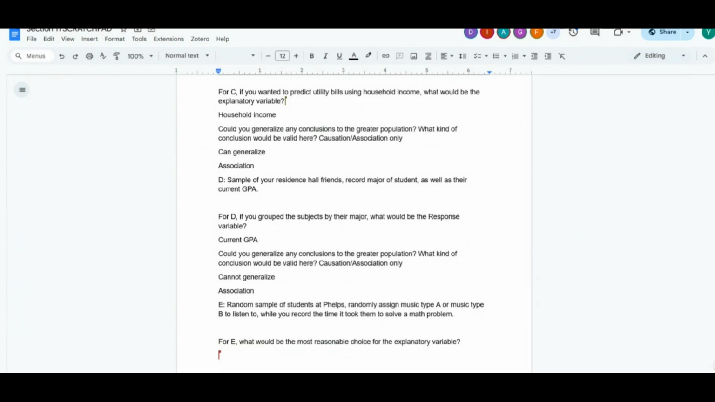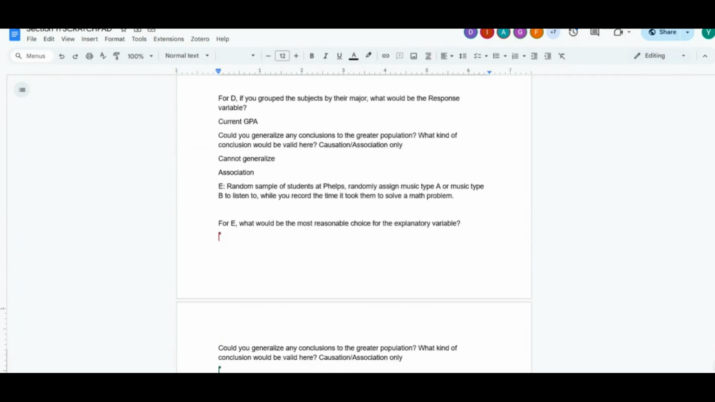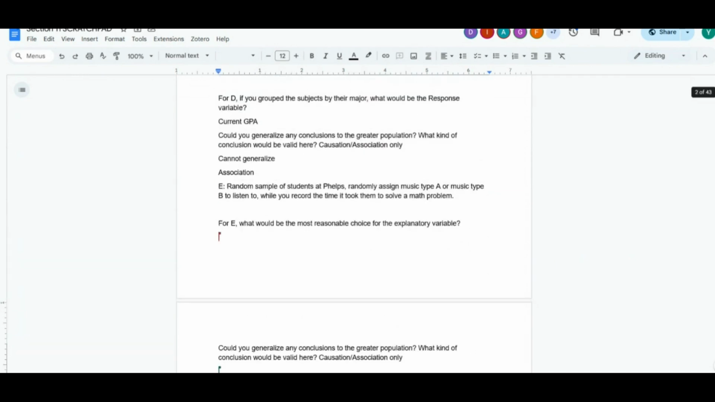Okay. Now E. See, random sample of students at Phelps, you randomly assign one kind of music and you record the time it takes to solve some kind of math problem. Actually, I'm kind of hoping some of you do some of these for your projects, honestly. I'm giving you so many ideas. So they're not hard to implement. Okay. For E, what's the most reasonable choice? Okay. I think this hasn't been completed yet. So why don't you try?